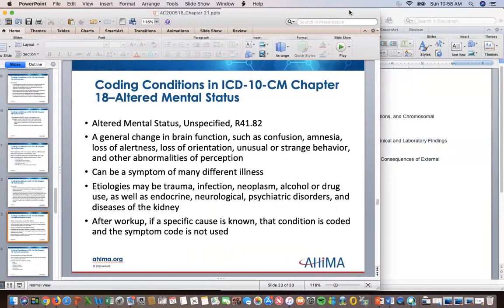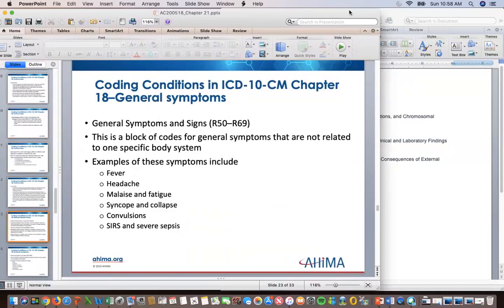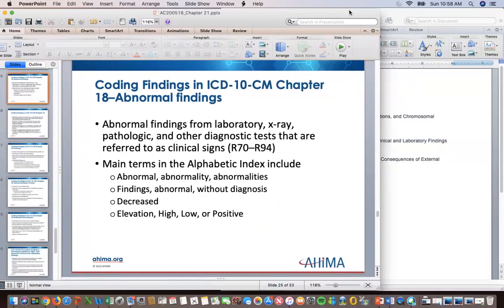Your altered mental status, etiologies, workup, etc. So the general symptoms and signs, there is a block of general symptoms that are not related to one specific body system. Examples of those symptoms include your fever, headache, malaise, fatigue, syncope and collapse, convulsions, SIRS, and sepsis.